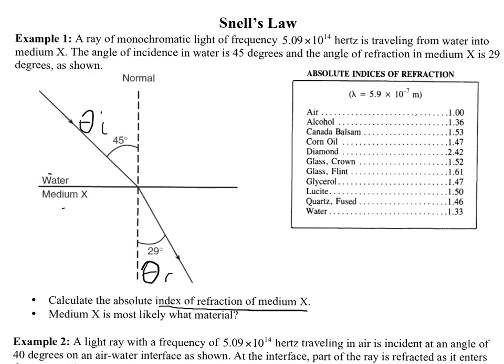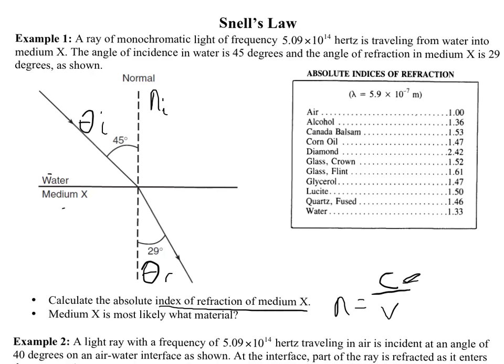Now, the only index of refraction I've shown you is the absolute. N equals speed of light over speed in the medium. And it's absolute because we consider the speed of light an absolute measure, so it's an absolute comparison. And this should be fairly straightforward. I'm calculating the index of refraction of medium X. So this is a Snell's law job because I've got the angles of incidence and the angles of refraction.